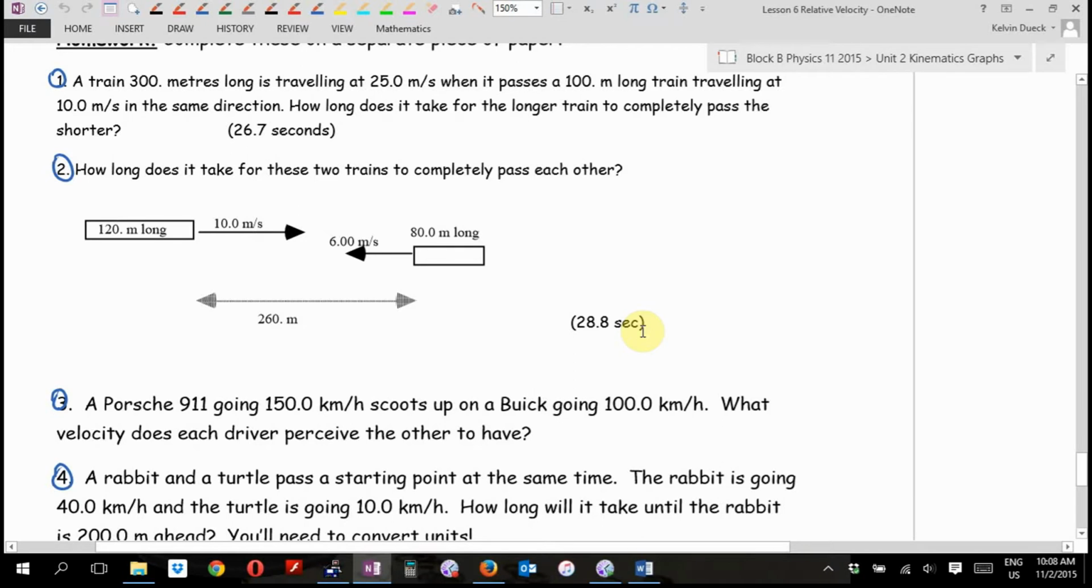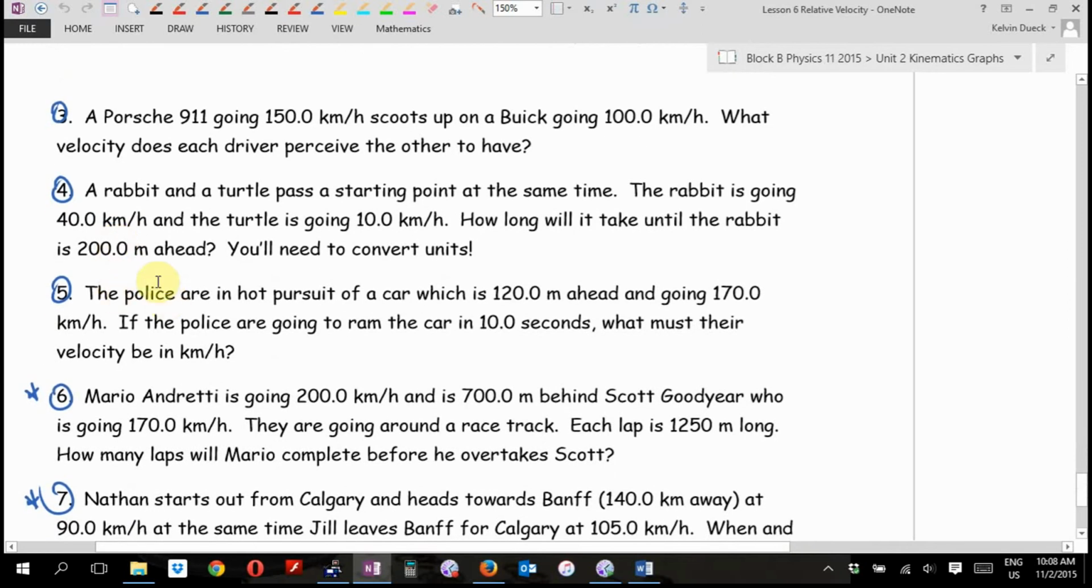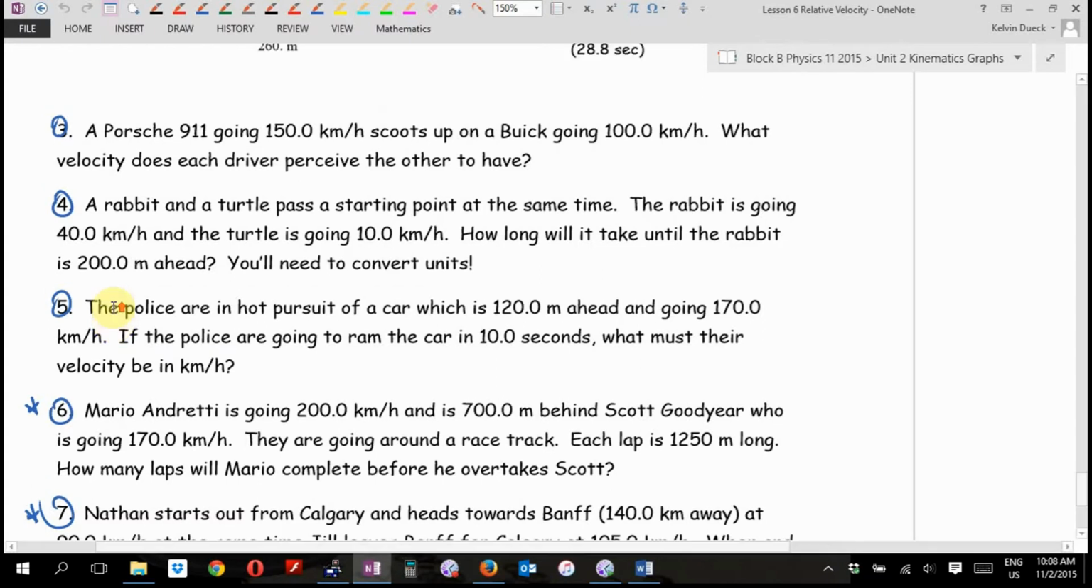I'm going to start out, there were some yucky ones from the homework. I like question 1 and 2. Question 1 and 2 are nice questions. And I like question 5. Question 5 is a nice question. The other ones are good practice as well, but those are the ones that I think are kind of fun.